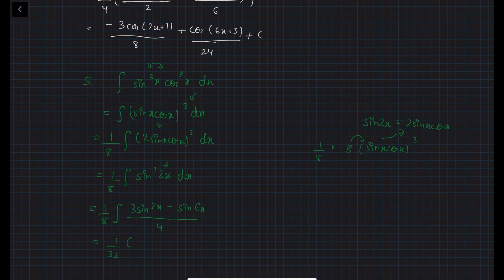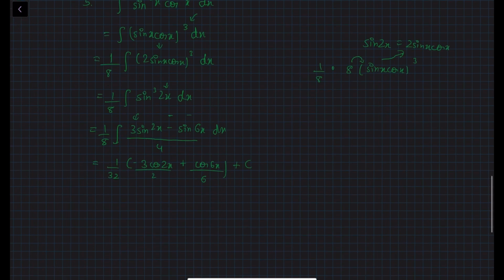So since 3 is a coefficient, we don't integrate that, so that's just gonna be a 3. And for sine 2x, it's gonna be negative cosine 2x over 2. For sine 6x, because it's gonna be a negative from here, and there's already negative here, they make a positive of cosine 6x over 6 plus c. Now I'm just gonna multiply this out. So that becomes minus 3 cosine 2x over 64 plus cosine 6x over 192 plus c.